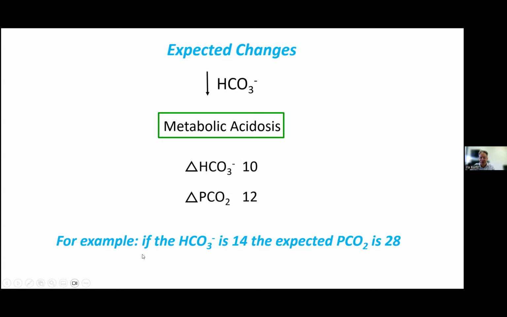So for example, if the bicarbonate is 14, that's a decrement of 10, you'd expect the PCO2 to fall 12 from its original value as the ventilatory or compensatory response. So if it started at 40, it would be 28.